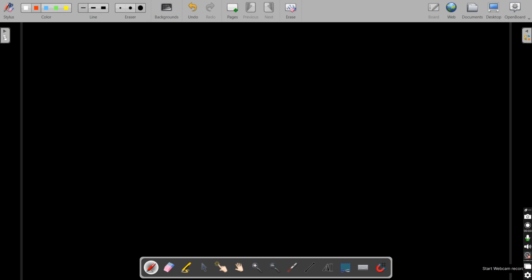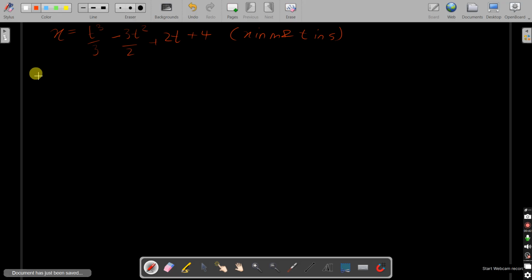So guys, in the last class we stopped at this question where the position of a particle is changing with respect to time as x is equal to t cube upon 3 minus 3t square upon 2 plus 2t plus 4, where x is in meters and t in seconds. There are five sub questions here. The first is we have to find its initial position.